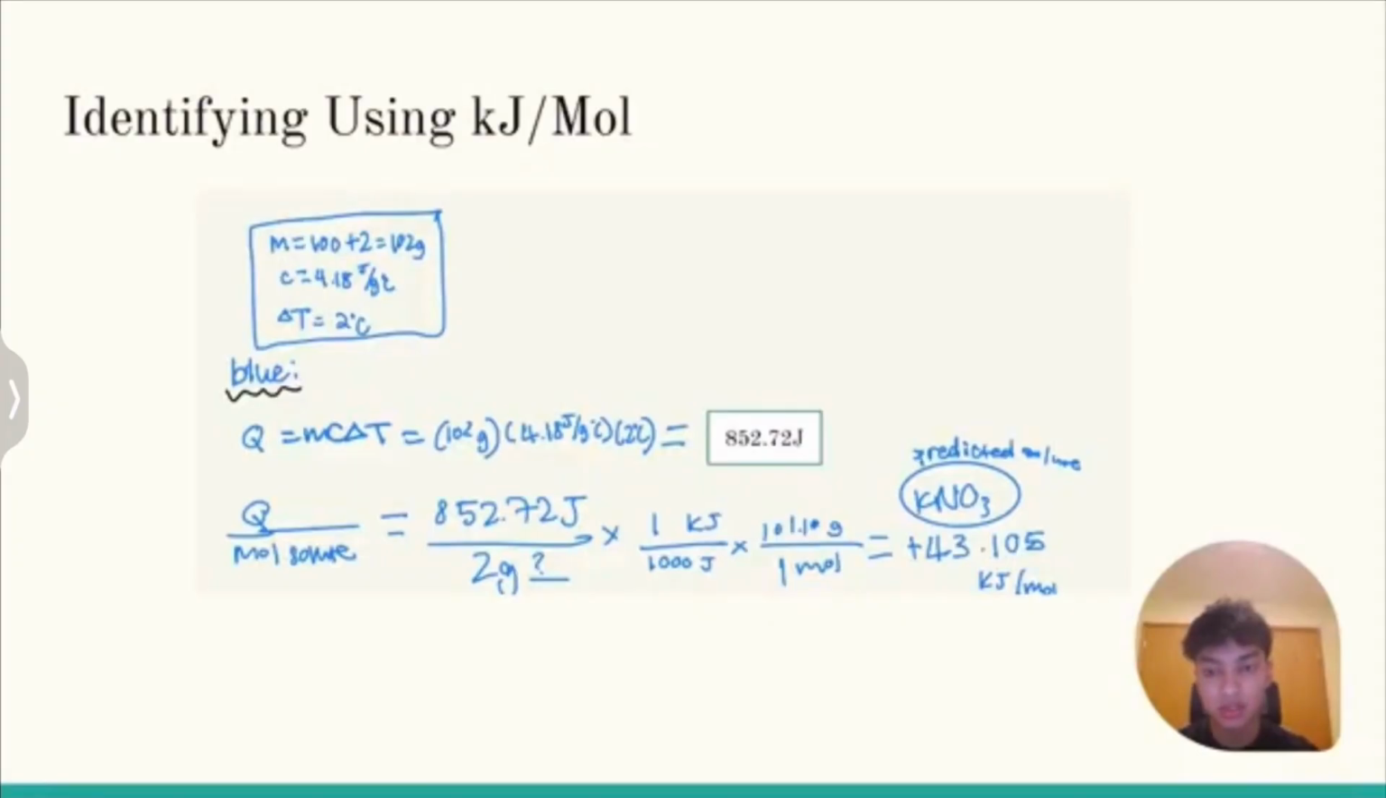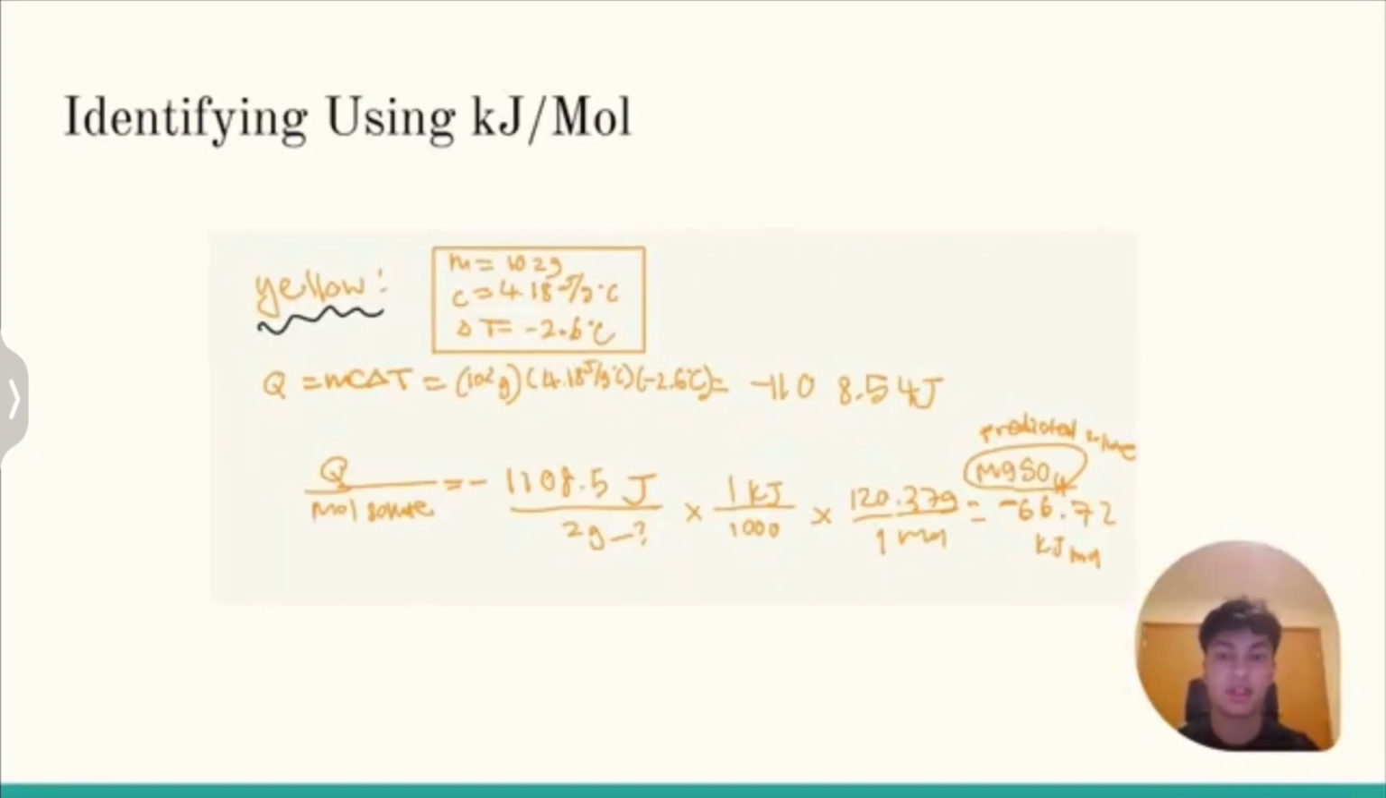The things that will stay the same for both substances are the M and the C, as M is equal to the grams of water plus the grams of the solute, so 102 for both the blue and yellow, and the C is 4.18 as that's a constant. The delta T for blue would be 2, and if you plug this in, we get the amount of joules in this substance, which is 852.72 joules. If you divide this by the moles of solute and then convert it to kilojoules, we get 43.01 kilojoules per mole, which leads us to identify the blue substance as KNO3.